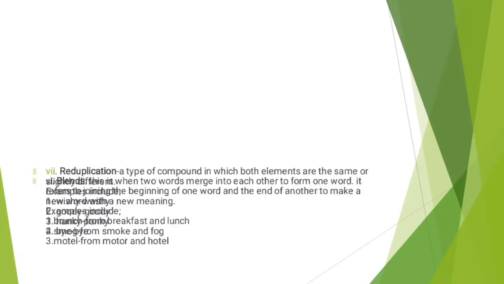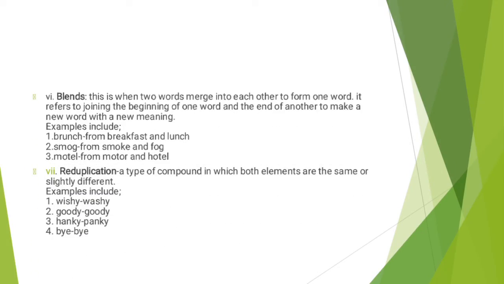And the next one is blends. Blends is when two words merge into each other to form one word. It refers to joining the beginning of one word and the end of another to make a new word with a new meaning. Example, we have brunch from breakfast and lunch. So we've taken the beginning of the word breakfast, br, then we've added the ending part of the second word lunch to become brunch. So that's blends. We have smog from smoke and fog, motel from motor and hotel.